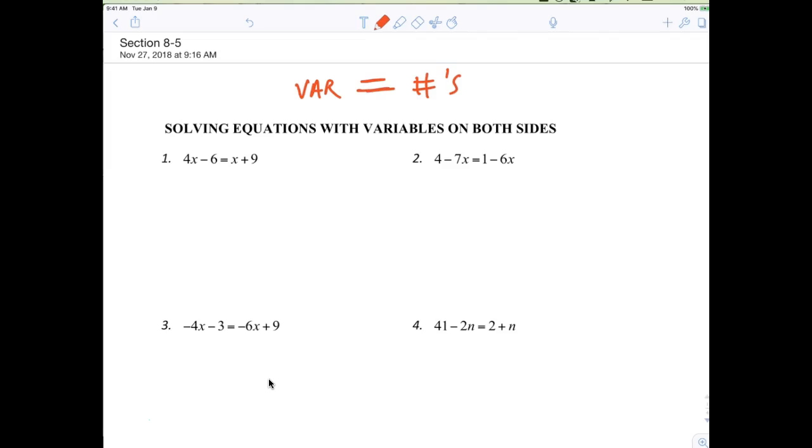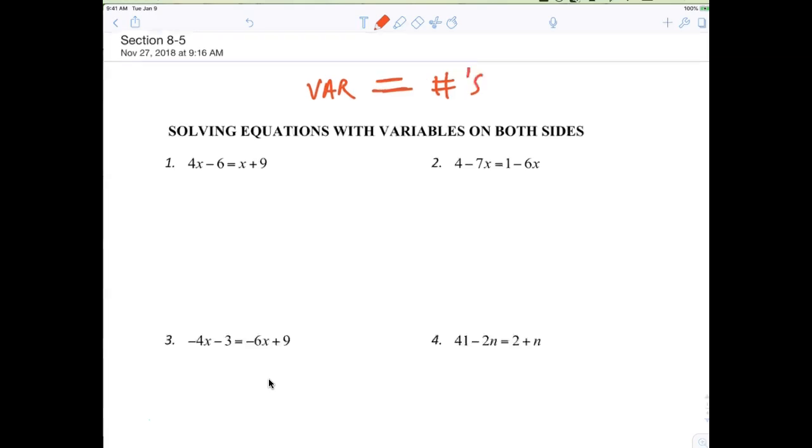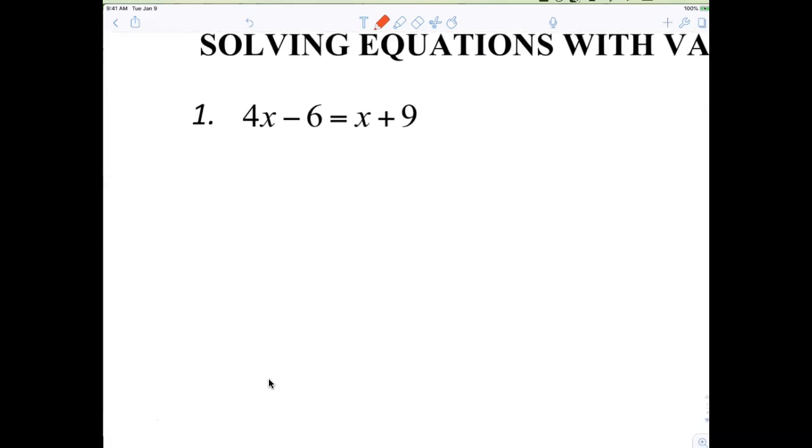So again, I want to try to move the variables to the left. I want to try to move the numbers to the right. So let me show you exactly what that means now. Look how simple. Blow up on number 1.